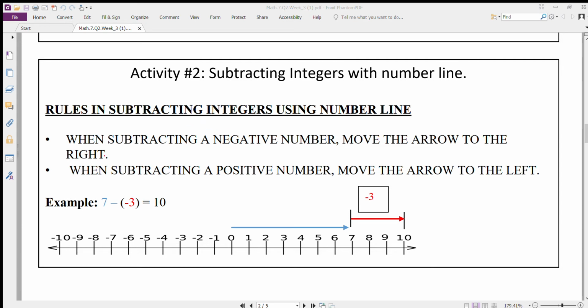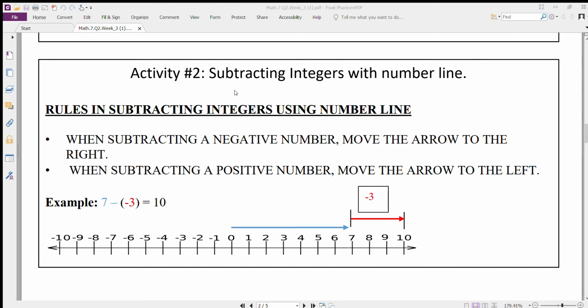Case 1 says same signs, we add. 7 plus 5 is 12. So negative 7 plus negative 5 is negative 12.